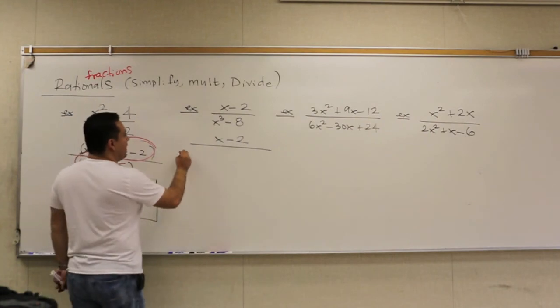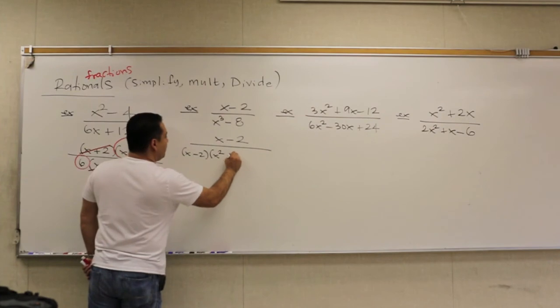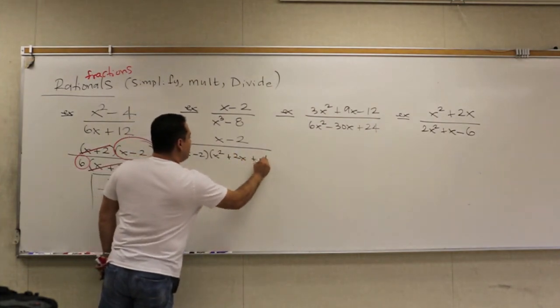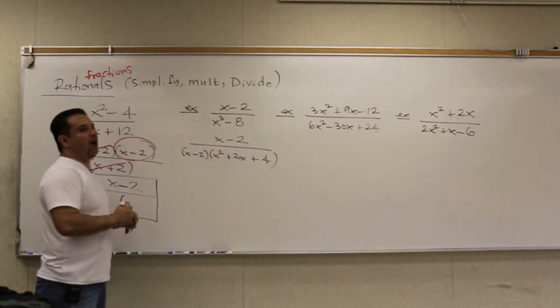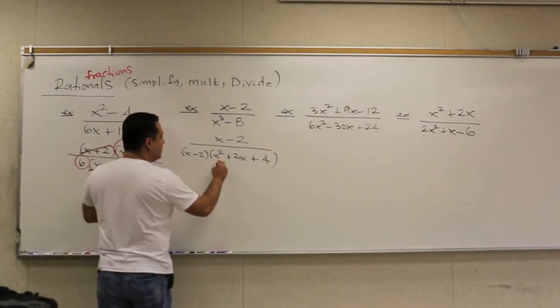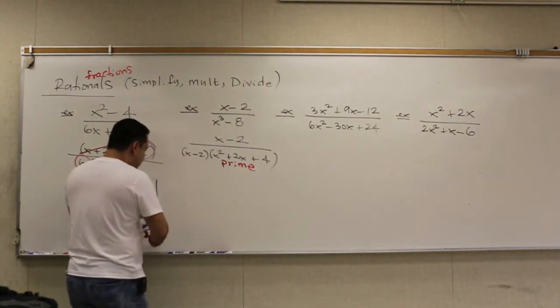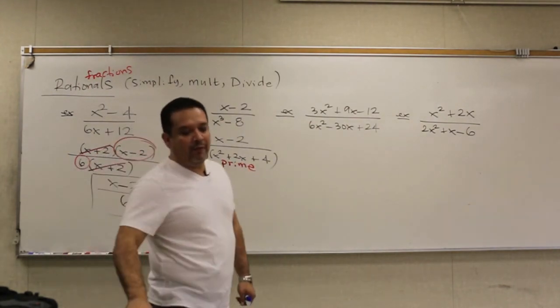You guys had a test on that. So this is x minus 2, x squared plus 2x plus what? 4. What did we always say about this term here? What do we know about this? This is what? That's prime. Is that true? Don't we always call that prime? Yeah.